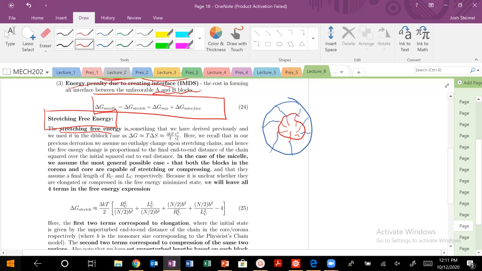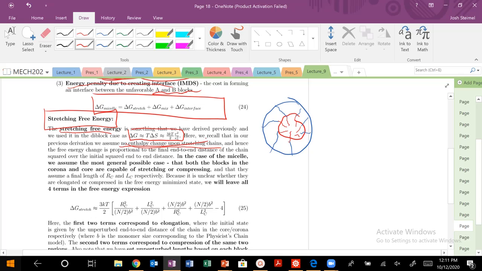term for stretching. So we've derived this previously here, and again, we assume that there's no enthalpy change when we stretch our chain. So we're not exposing any kind of new binding sites. Again, it's an assumption. We knew the example of fibronectin, where stretching can open up some new binding sites, but we're going to ignore enthalpy change upon stretching our chains here.